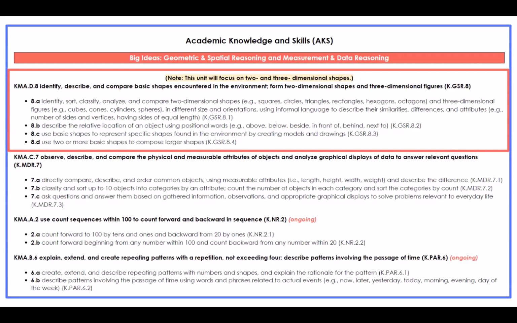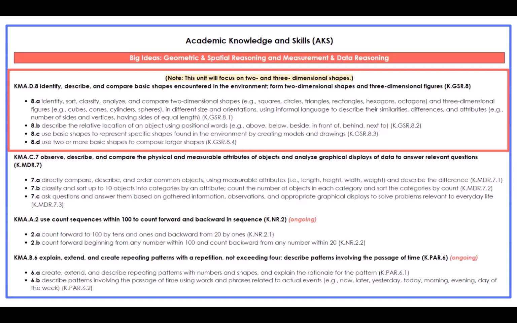With this IOA, students also need to compare 2-dimensional shapes to 3-dimensional shapes. For example, when looking at a square and a cube, students should be able to compare the similarities and differences. With Indicator 8B, kindergarten students should be able to explain the location of an object in relation to another object using positional language such as above, below, beside, in front of, behind, or next to.